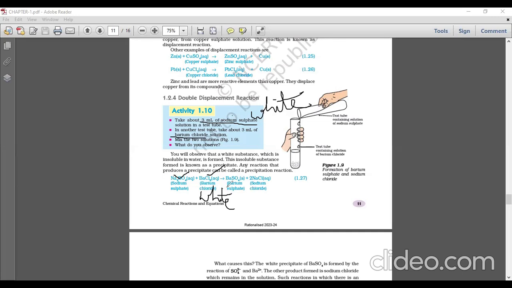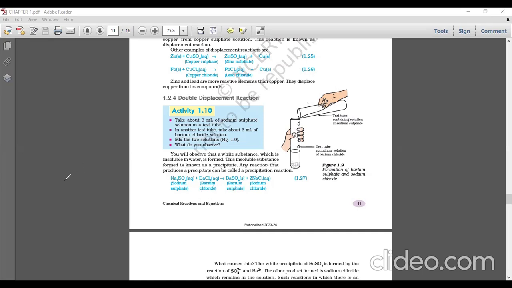And then if you do this activity, what will happen is, if you observe, sodium sulfate and barium chloride: barium displaced sodium, and barium formed barium sulfate, and sodium reacting with chlorine formed the sodium chloride salt. So how many elements got displaced here? Two. So this is an example of a double displacement reaction.